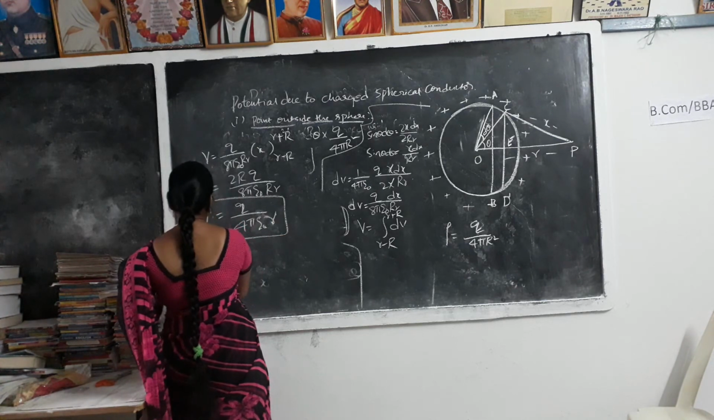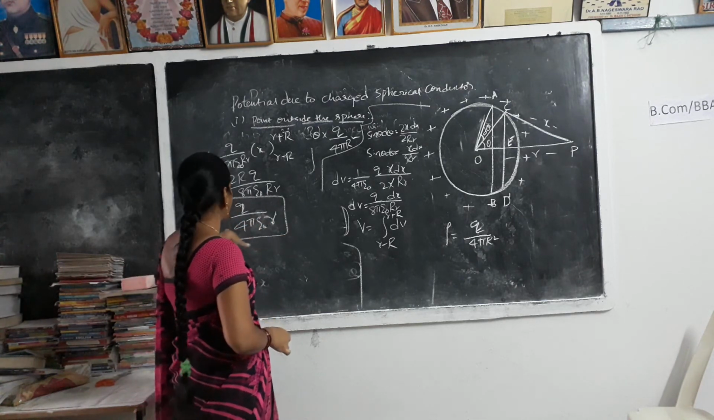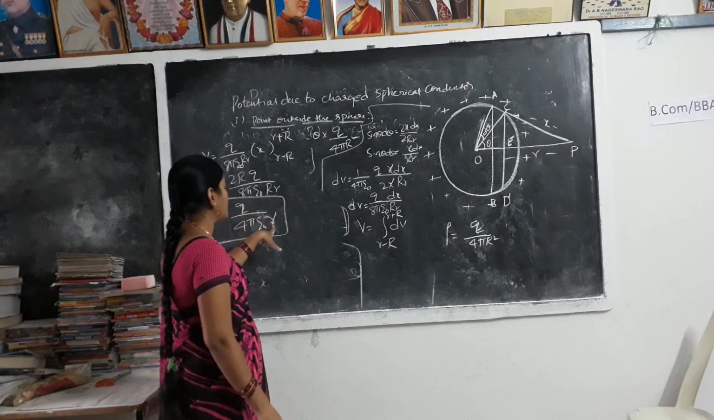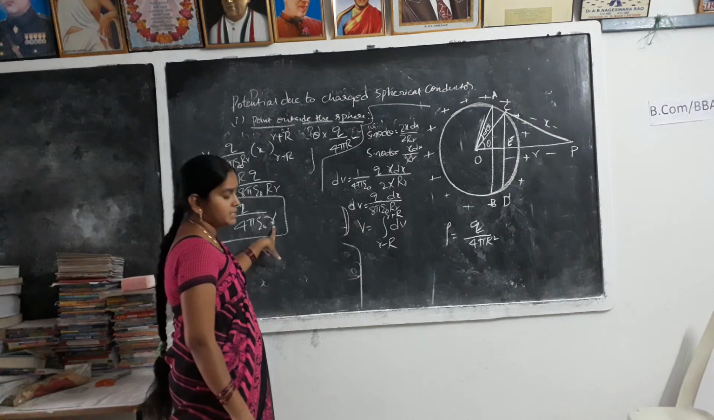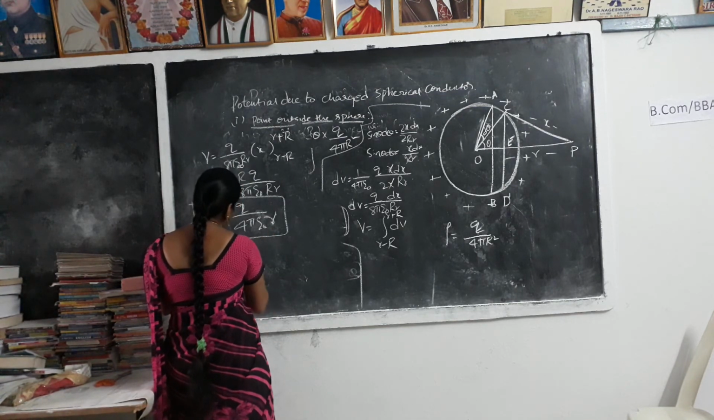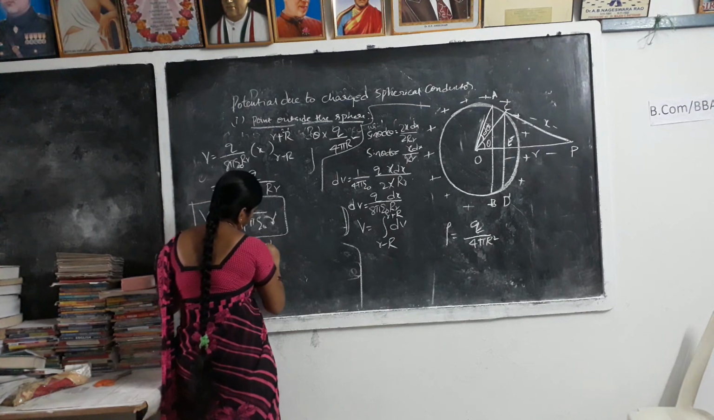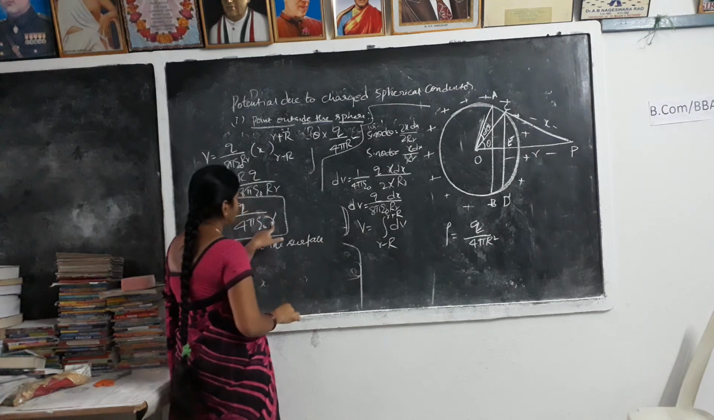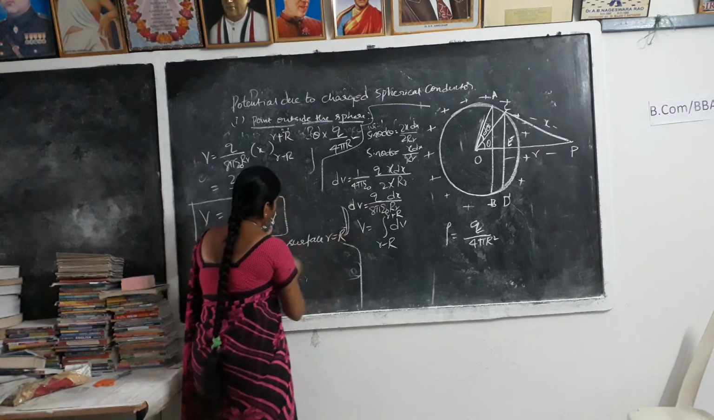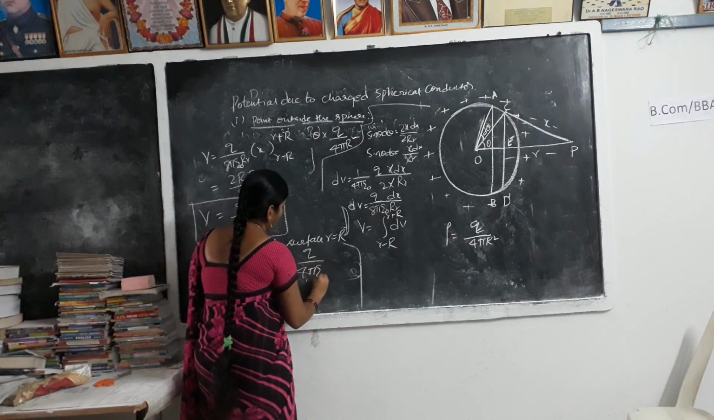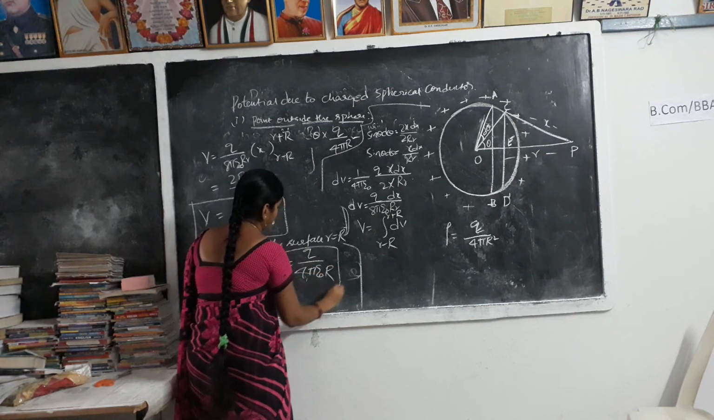So when the point P is outside the spherical conductor, the potential is directly proportional to the total charge and inversely proportional to the distance. When the point is on the surface, small r becomes capital R. Then V equals Q by 4 pi epsilon capital R.